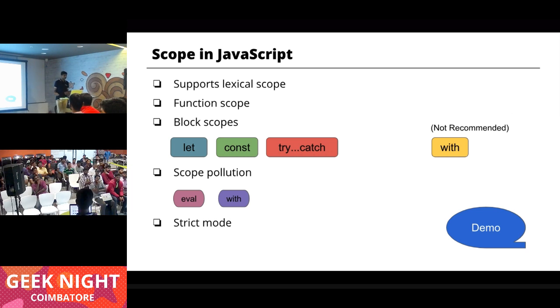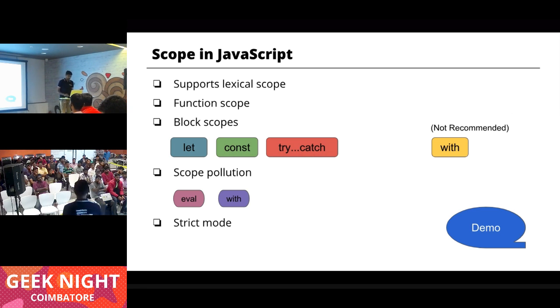But what about the try-catch? This is the exception we have. Try-catch and with are the two exceptions we have for block scopes. Because before ES6, we do not have a concept called block scopes, but still there we had a block scope for try-catch and with. So in the catch section you'll have the block scope, and for the with operator, which is not actually recommended now, if you are using strict mode, the strict mode will complain that you should not use with. It's normally deprecated from current standards.